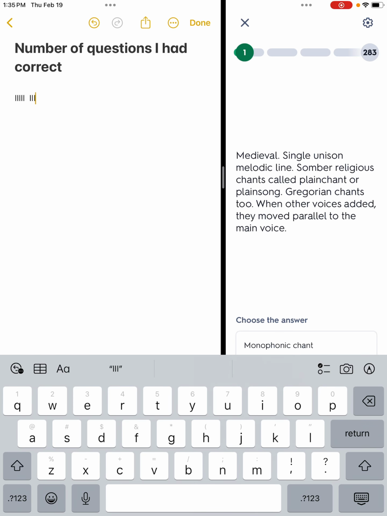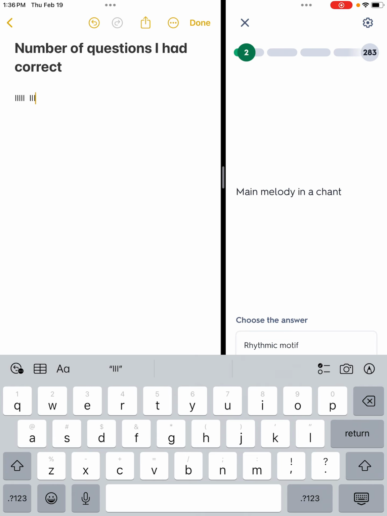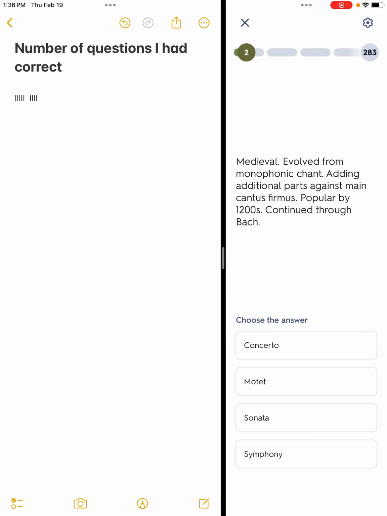Medieval, single unison melodic lines, somber religious chants, plainchant. Gregorian chants too. When other voices are added, they move parallel to the main voice. Single unison, monophonic. That is 9. Good job. Main melody in the chant. Motive. Oh, cantus firmus. Okay, that's okay.